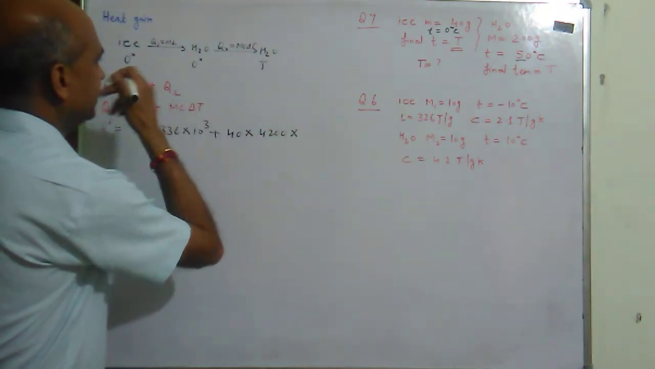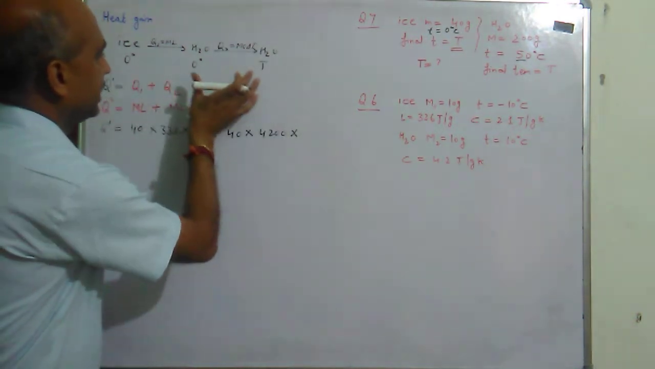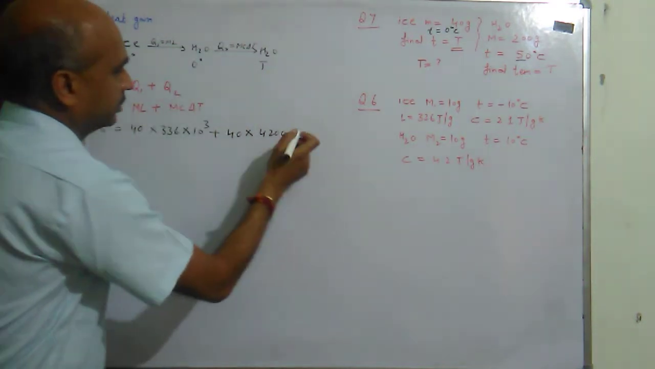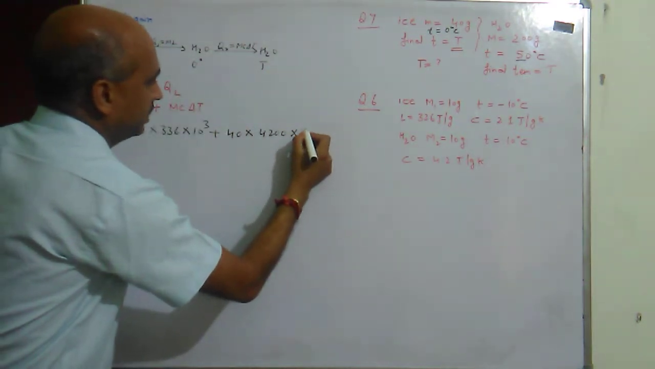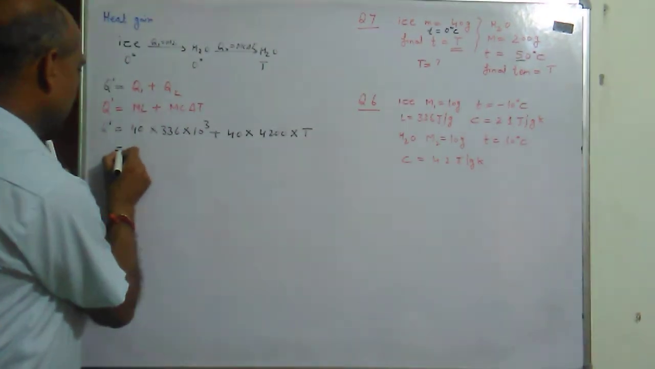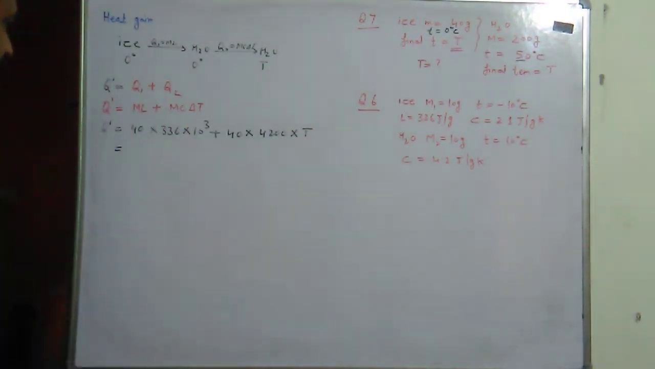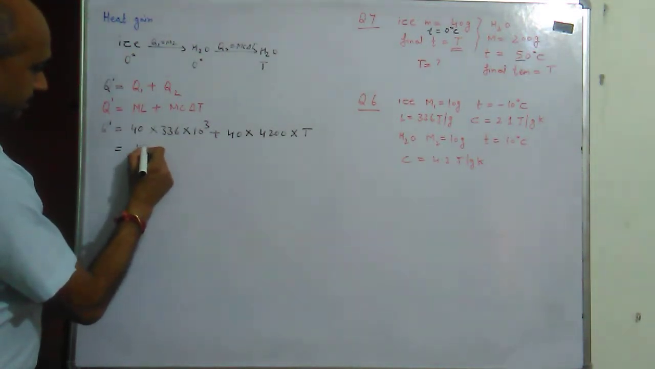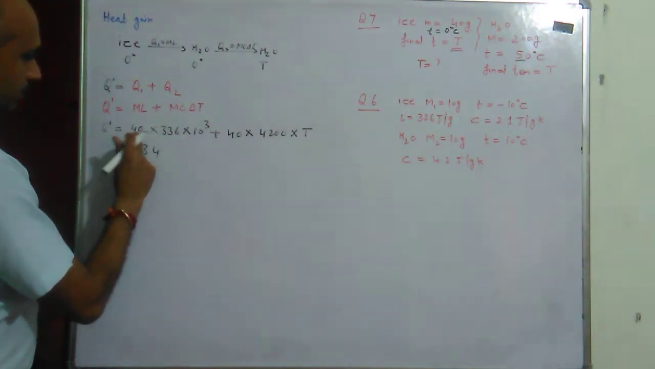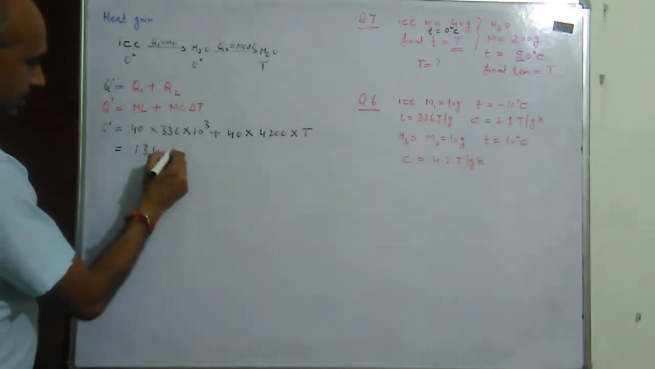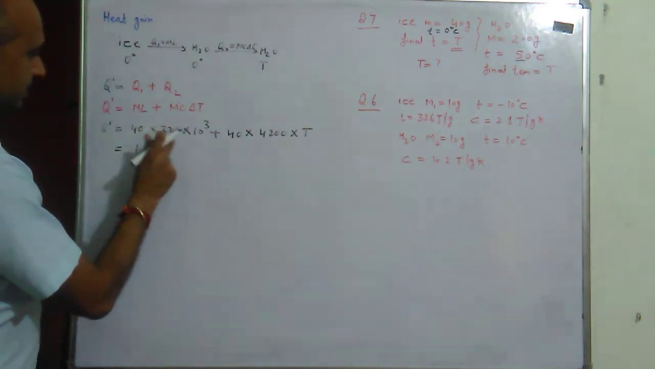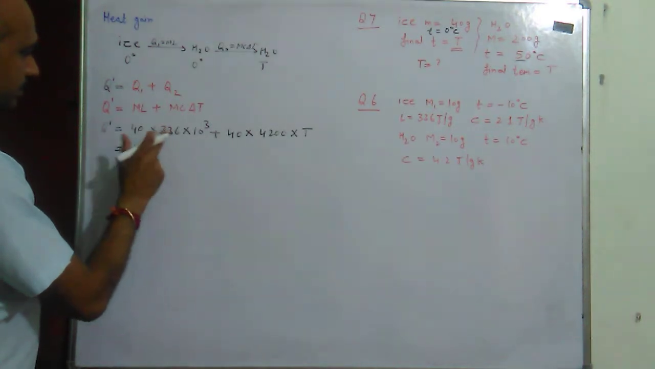What is the value of del T? Del T means from 0 degree water to T degree water, so T minus 0 gives me T only. Now we have to multiply them. On multiplying them we are getting, 4 6s are 24.